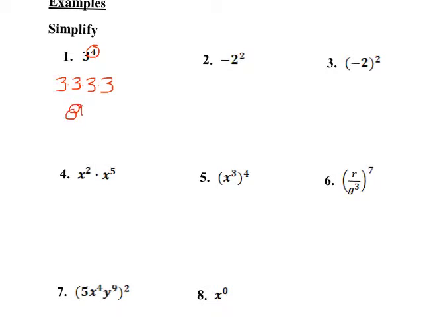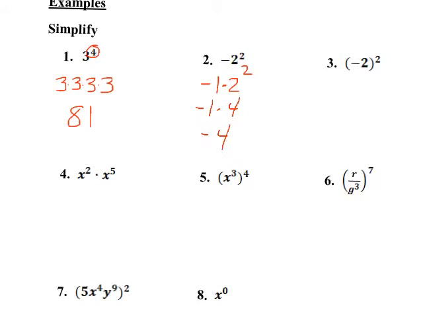Ooh, that's rough looking right there. 81. There you go. Okay, next one. Negative 2 to the 2nd power. Something that sometimes you don't think about is, it says negative 2 here, but really what this means is negative 1 times 2 to the 2nd power. So what I'm really doing here is just doing 2 to the 2nd power. So this becomes negative 1 times 4, or negative 4.